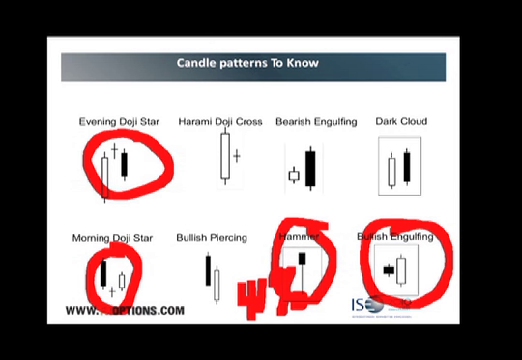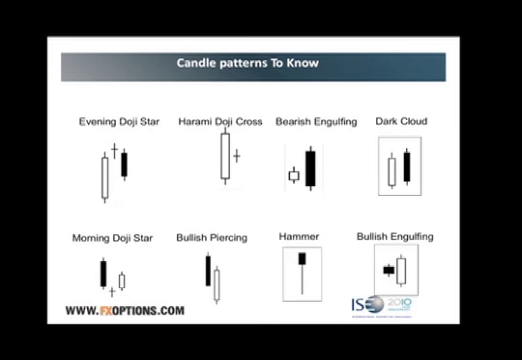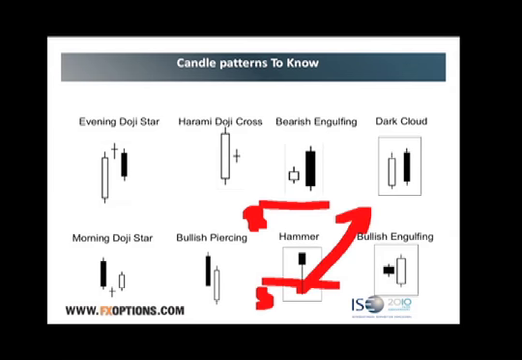So if you see a hammer, and guess where I'm going to go with this. If you see a hammer and it's at or near a predicted pivot support, that's resistance. You may have a little bit better confidence to go with a more bullish trading strategy.